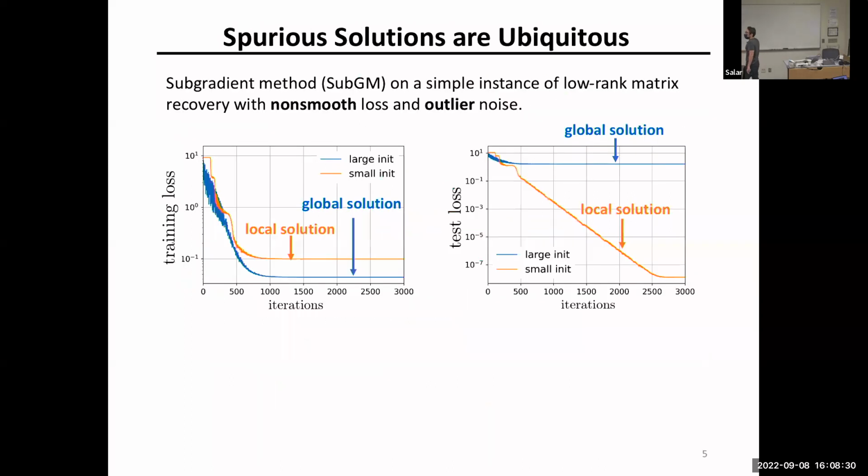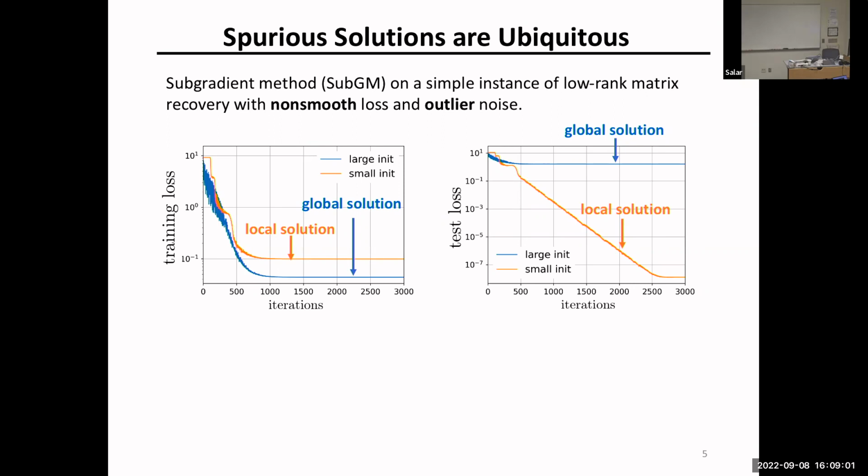Now, it turns out the answer is no. Here I show a very simple instance of robust matrix recovery with a little bit of noise and a non-smooth loss. And I show you the performance of subgradient method on this problem. Here you can see that if I run subgradient method with small initialization, it will converge to a solution that is not global. It's a local solution and it's suboptimal. So here we don't have benign landscape because we have a local solution that is not global.